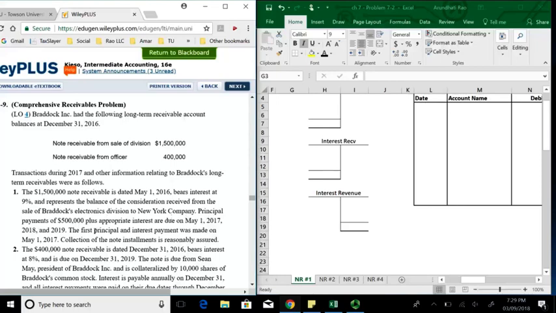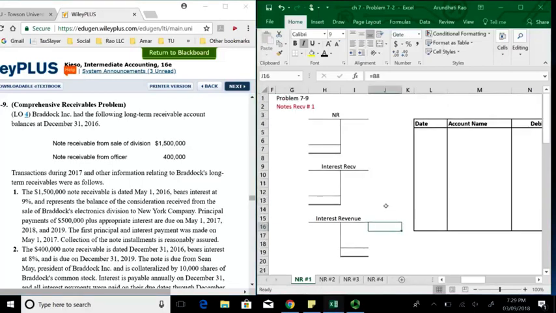The principal payments of $500,000 plus appropriate interest, which means on the outstanding balance, are due on May 1st, 2017, May 1st, 2018, and May 1st, 2019. The first principal and interest payment was made on May 1st, 2017. Collection of the notes receivable is reasonably assured. So we're going to do this as 4 separate receivables and finally see how to take the information forward.